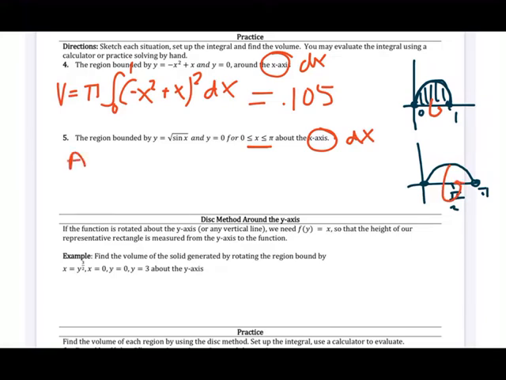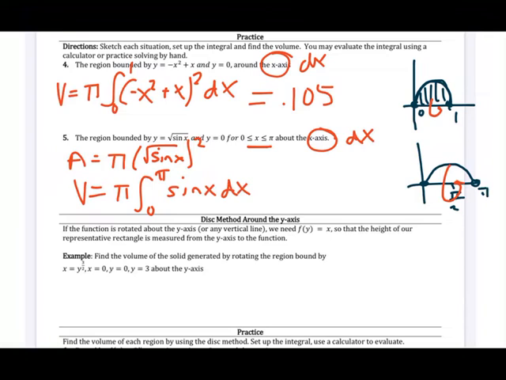The area that we're talking about would be pi times the square root of sine of x, squared. So that means that the volume would be pi times the integral from 0 to pi of sine of x dx. This you could very easily integrate. This would give you negative pi times cosine of x evaluated from 0 to pi, which is going to give you negative 2 pi.